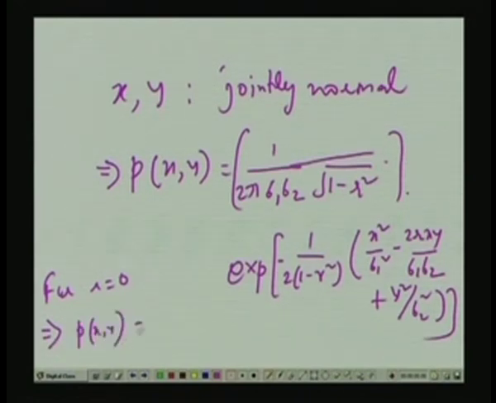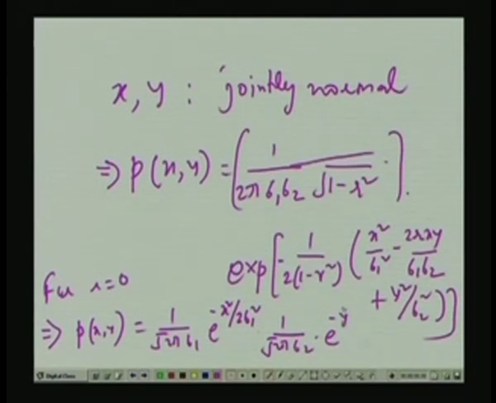We can write it as a product. One of them is 1 by root 2 pi sigma 1 e to the power minus x square by twice sigma 1 square, and again 1 by root 2 pi sigma 2 e to the power minus y square by twice sigma 2 square. So, this is p x, this is p y, which means the joint density is nothing but the probability density of x multiplied by the probability density of y, that is x and y are statistically independent.